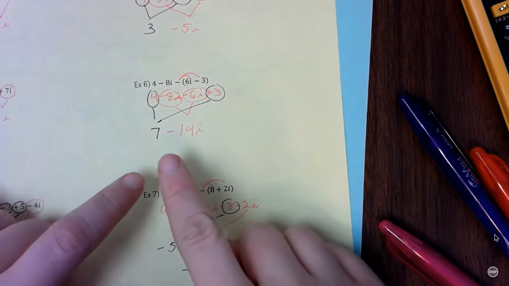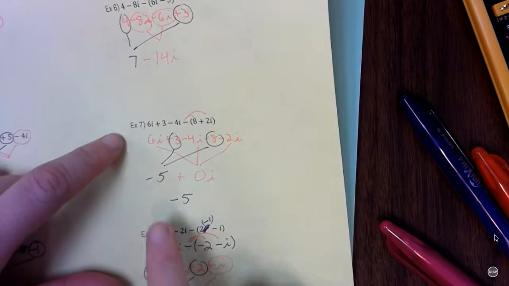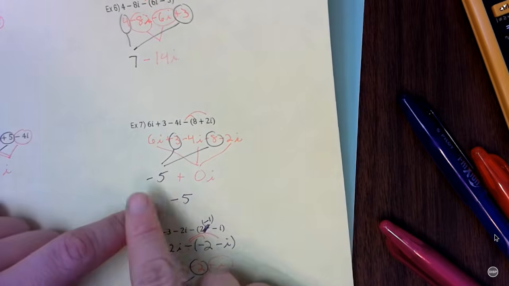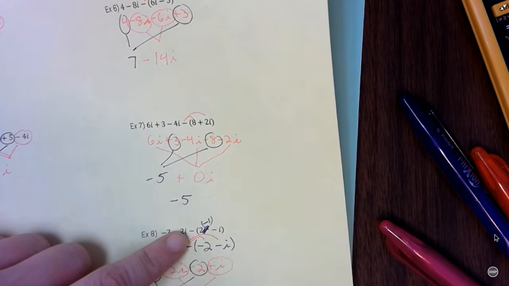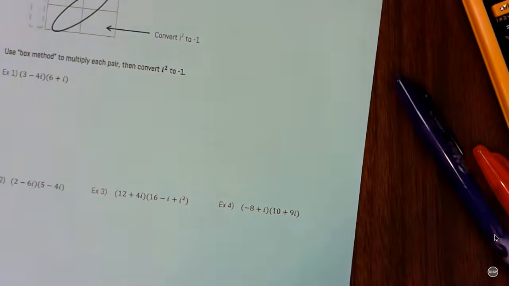All right, so on number 6, you should have gotten 7 minus 14i. And on number 7, the i's end up canceling each other out. So when you get that 0i, you can just simplify that as negative 5. So now it's just a real number, no imaginary numbers at all. All right, so turn that over. And let's do multiplying.